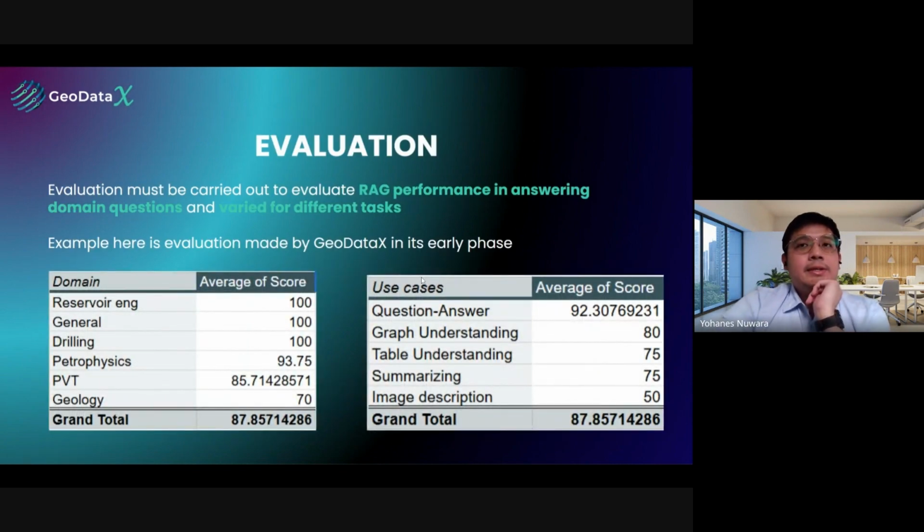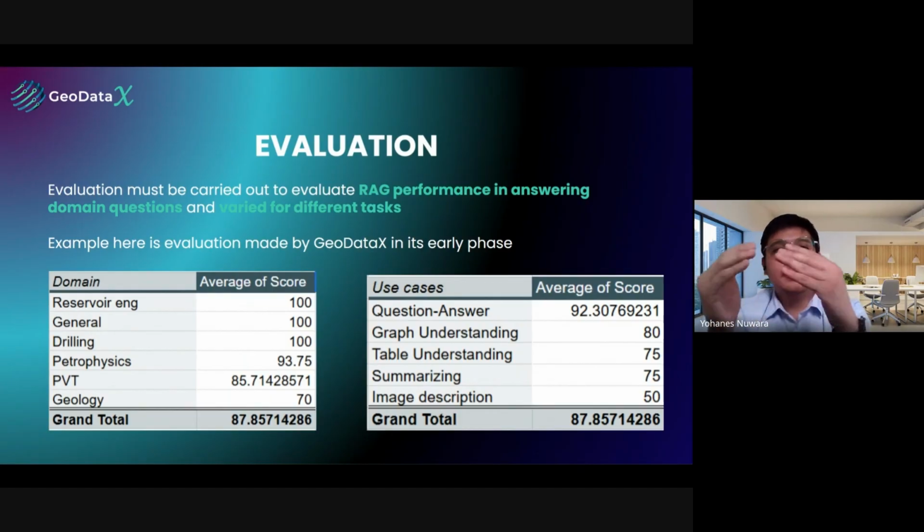So we have made a RAG in our product as well. When we do something with RAG, we need to evaluate the accuracy on different topics. Here we have accuracy for reservoir engineering, for example, and then for general questions and for drilling. And we also evaluate the accuracy on different use cases. Maybe it's just question and answer, or graph understanding, or table understanding, or summarizing, or image description. So we need to evaluate our system continuously.